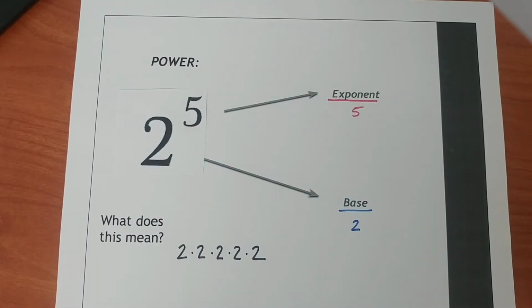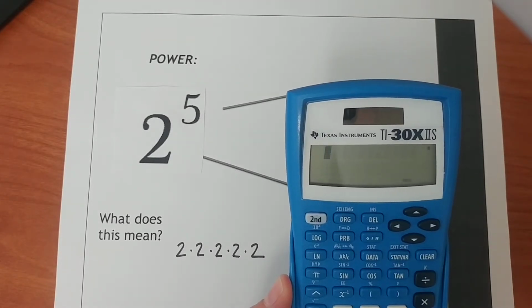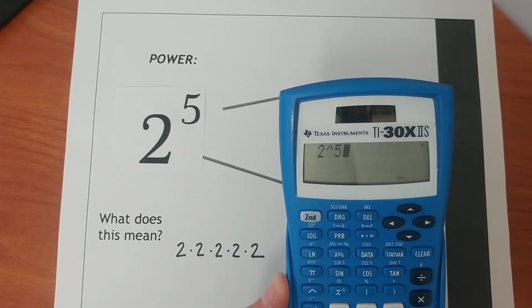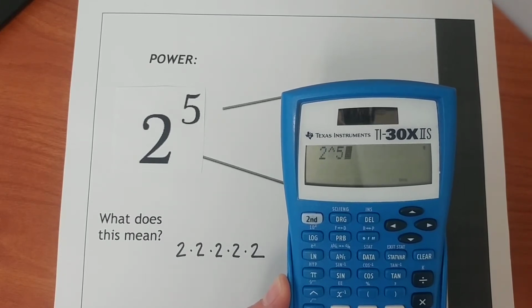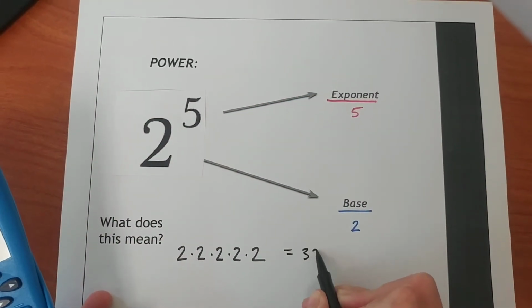And then, of course, I could use a calculator and I could evaluate that. Evaluate means to find the value, to get the answer. So I'm going to take 2 and raise it up to the 5th power in my calculator, and it's going to multiply all those 2's together for me to get 32. So the value would be 32.